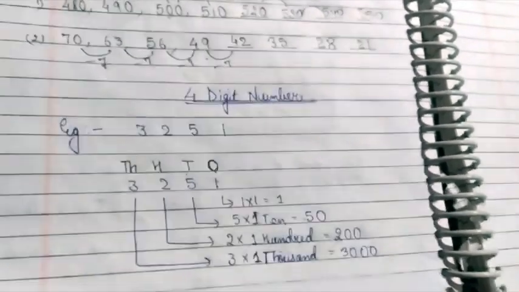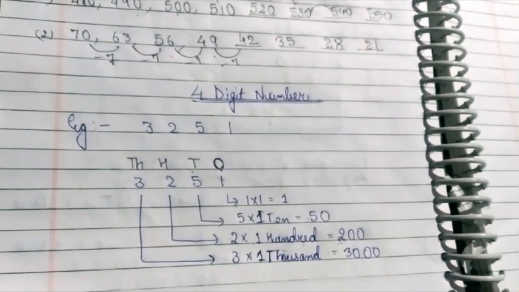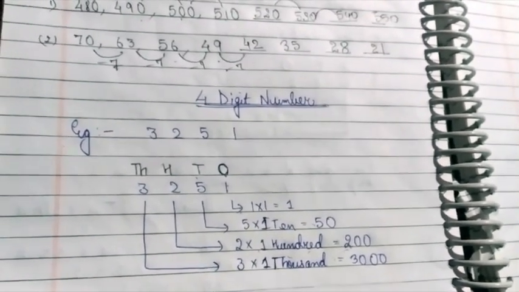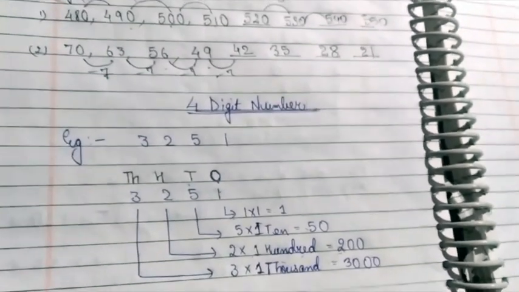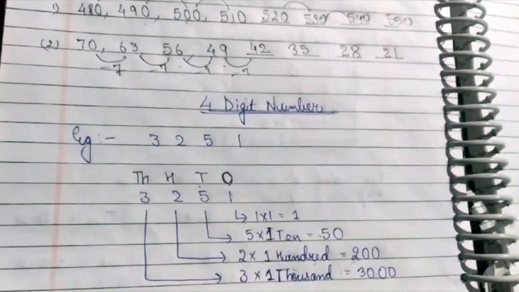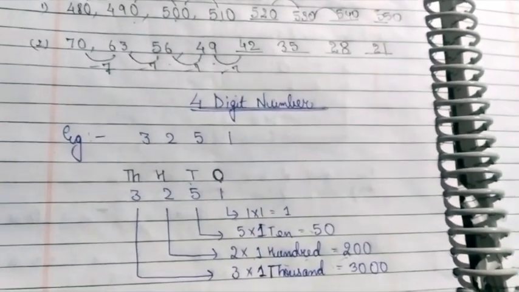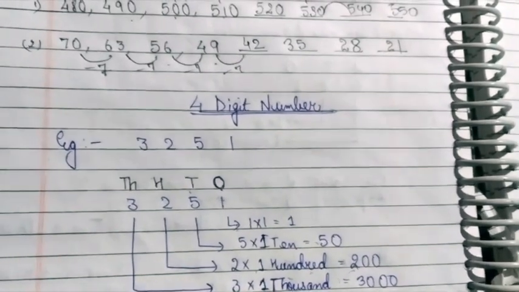This is the place value. Like the same, if I ask you the place value of 5, you will tell me 50. Place value of 3 is 3000. Face value of 1 is 1. Face value of 2 is 2. Understood? Now let's move into the expanded and the standard form.